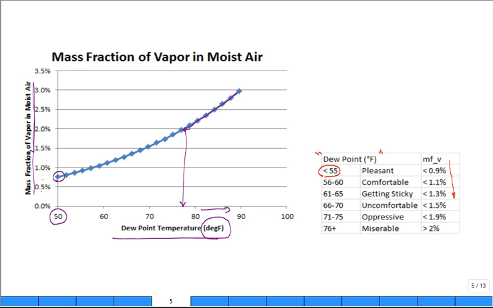Even though the molar mass of vapor is lighter, it interferes with getting oxygen out of the air in your lung linings because of that moisture. So they'll describe it as being comfortable, and then getting a little sticky as that dew point temperature increases. It's uncomfortable, it's oppressive, it's miserable.